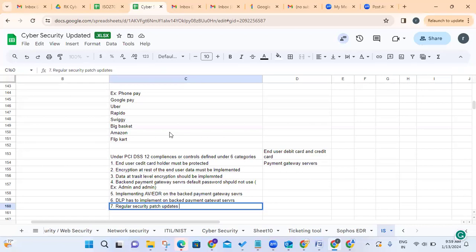So that one also we have to do on the payment gateway servers on the backend side. Okay, so regular security patch updates have to be implemented. Next one is logging and monitoring.